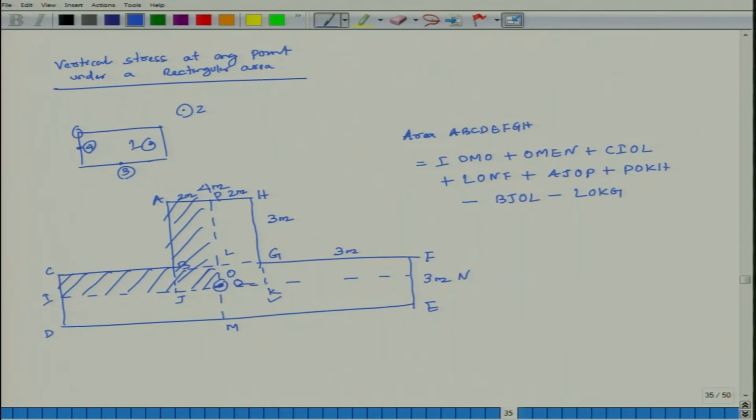I have only considered one of the points, point 1. One case I have considered. Next class I will consider 2, 3, 4, all typical cases, and also I will solve a problem.